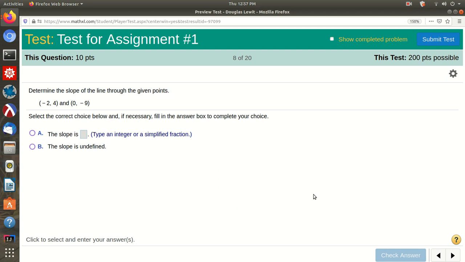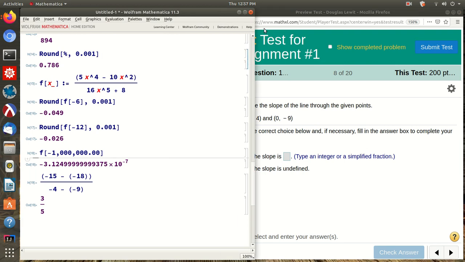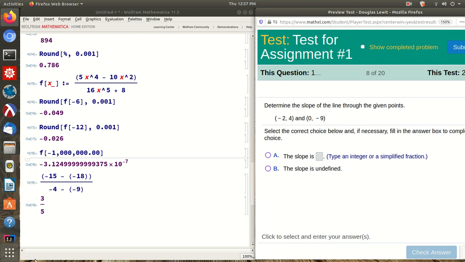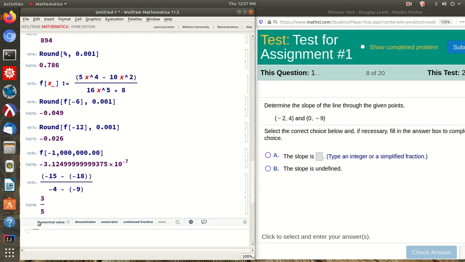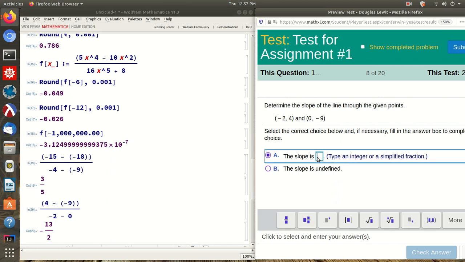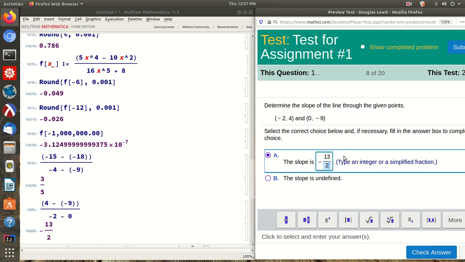Determine the slope of the line through the given points. Okay, same as before. Let me just move this window to the side a little bit. So this is going to be 4 minus negative 9, control divide by negative 2 minus 0. That's negative 13 over 2.